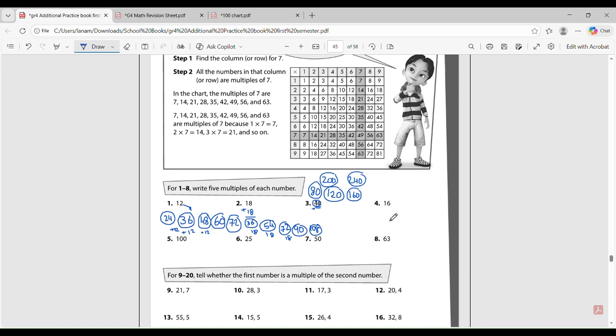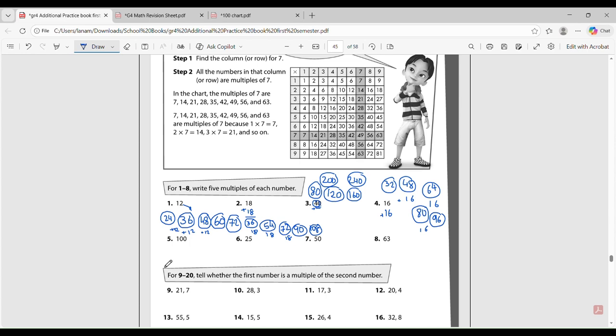Now number 16, each time I will be adding 16. So 16 plus 16 is 32. Plus 16, I have 48. Plus 16, 64. Plus 16, I have 80. Plus 16, I have 96. So I'm adding 6 each time.